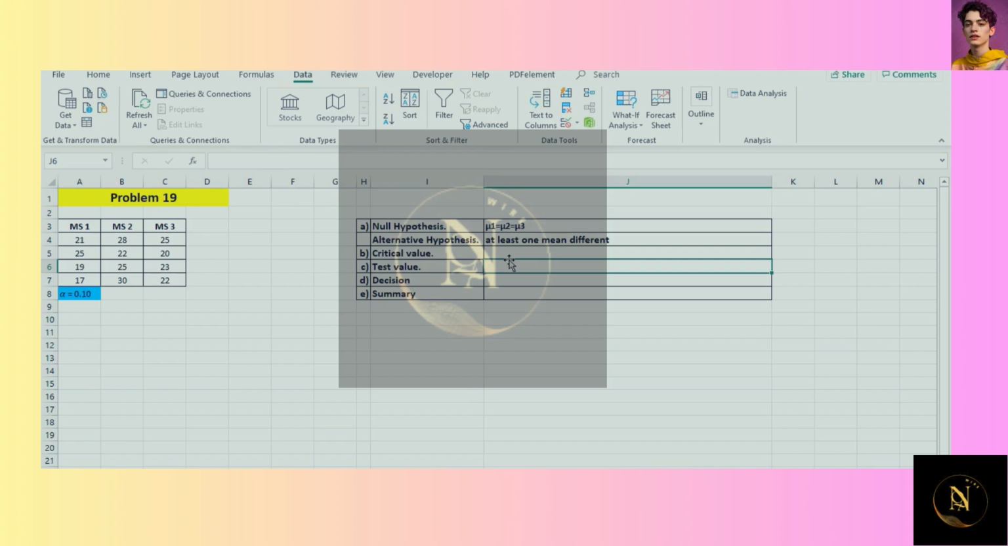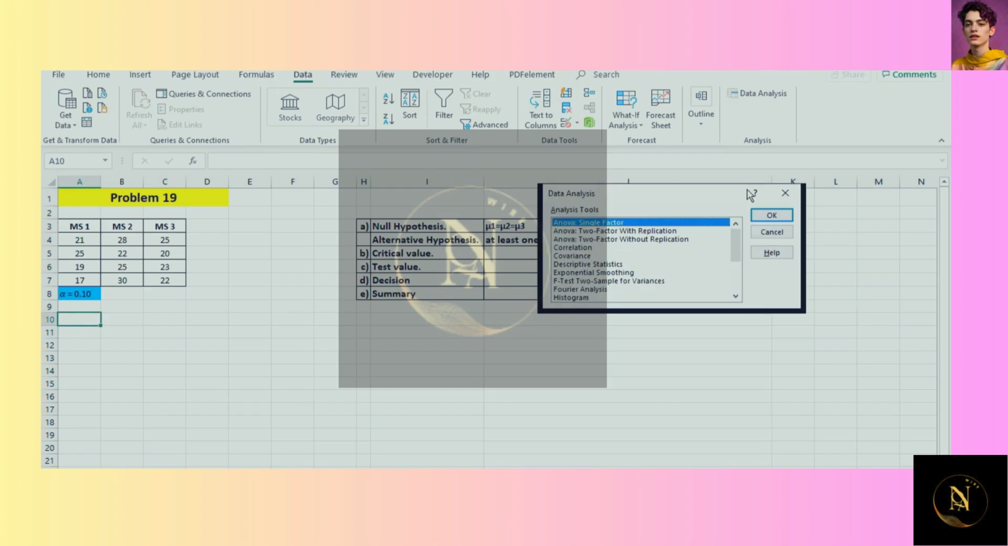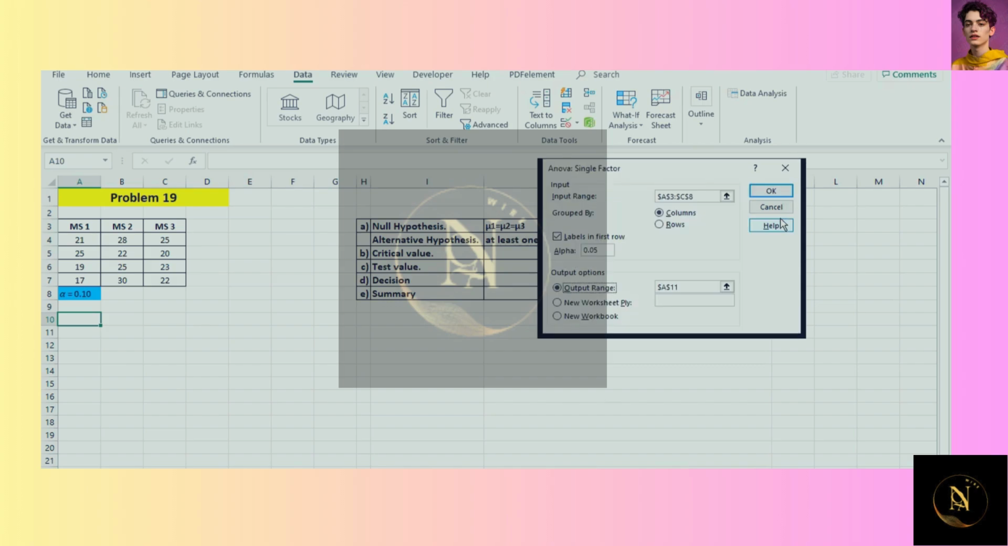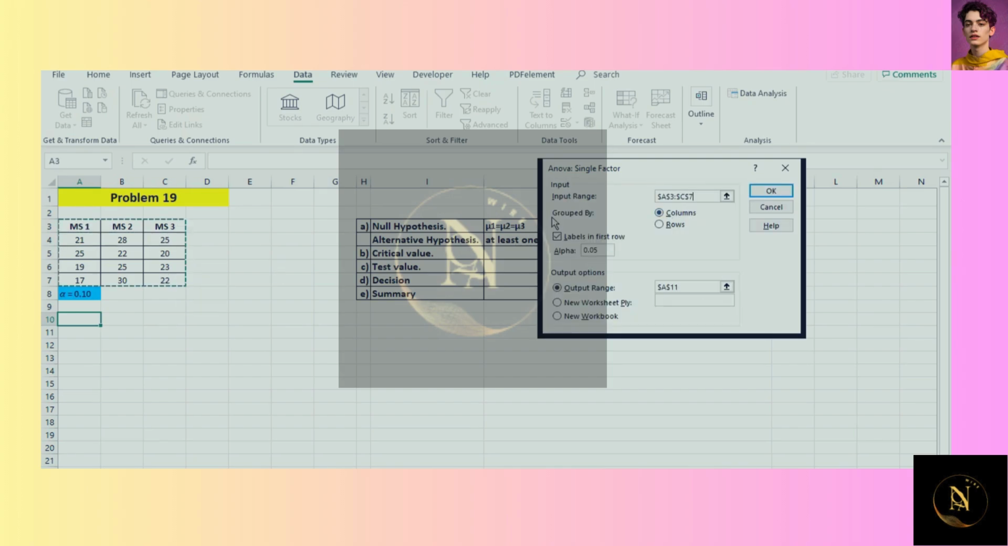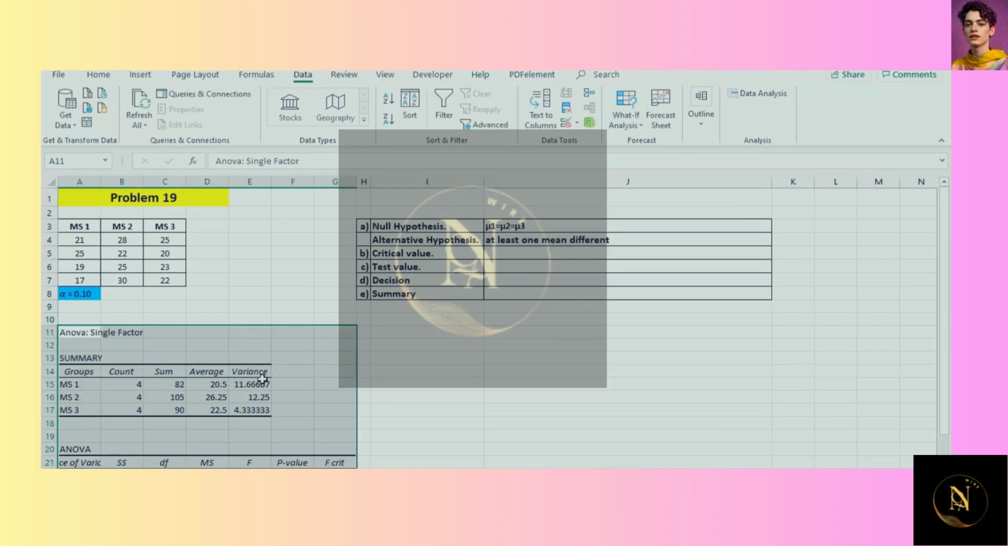Critical value will be obtained from the analysis of variance test done here in Excel. So we go to data and press data analysis, ANOVA, single factor, then you press OK. Then for the data, we select the range. These are the 3 columns. Then ensure that it's grouped by columns and that the alpha is 0.10. So we change that to 0.10. And for output, we press OK.